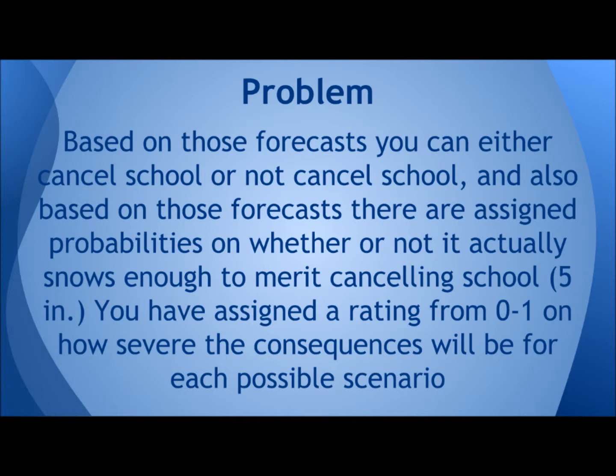And also based on those forecasts, there are assigned probabilities on whether or not it'll actually snow enough to merit canceling school, which would be 5 inches. You have assigned a rating from 0 to 1 on how severe the consequences will be for each possible scenario.